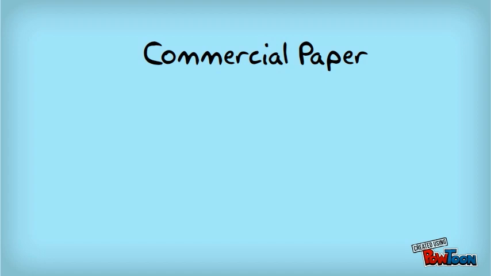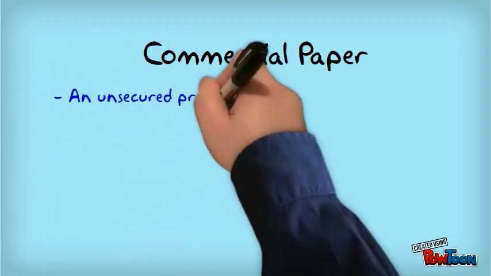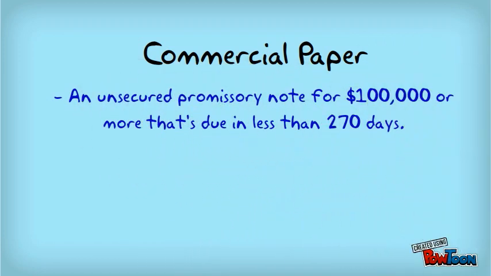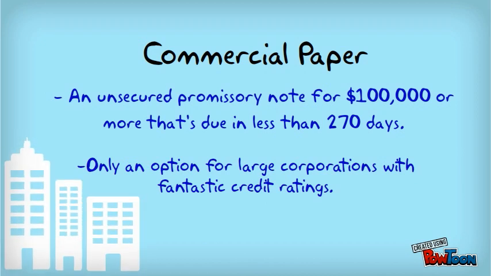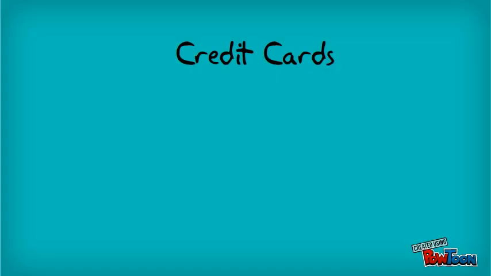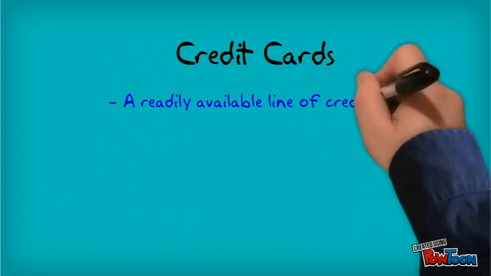Next, we have commercial paper, which is an unsecured promissory note for $100,000 or more that's due in less than 270 days. This comes in the form of an unsecured promissory note, and it's generally only an option for large corporations that have really good credit ratings. Commercial paper is often used if a large firm needs funds for just a couple of months and doesn't want to deal with getting a loan, as this can be a lot quicker path to short-term funding at lower interest rates than banks have. And lastly, we have credit cards, which is a readily available line of credit.